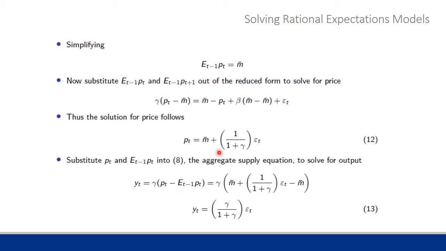p_t is replaced with m bar plus 1 over 1 plus gamma epsilon_t, and E p_t is replaced with this m bar here too. So this becomes m bar. The m bars cancel out and we have a solution for output that y_t is equal to gamma over 1 plus gamma epsilon_t. So we've solved a rational expectations model using the substitution method.